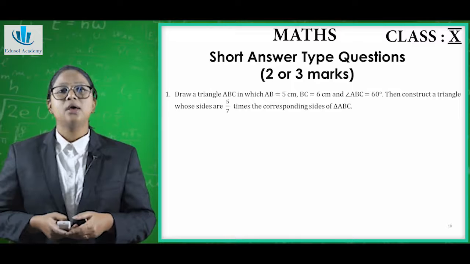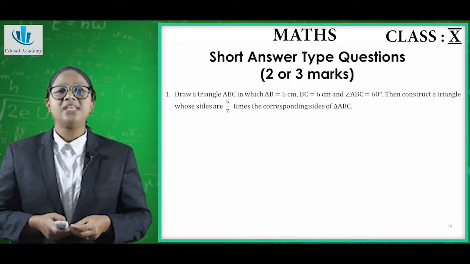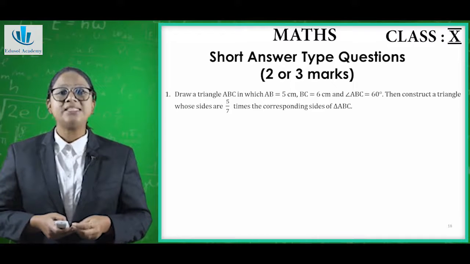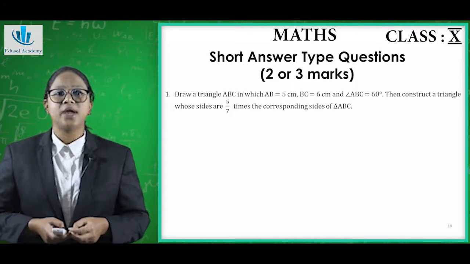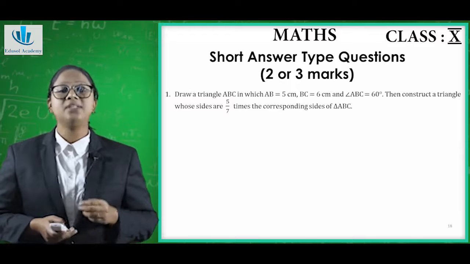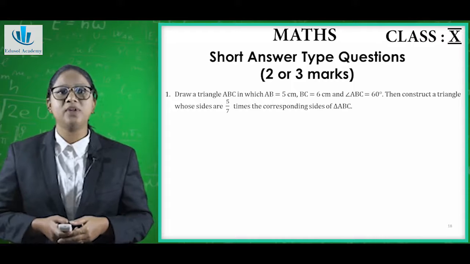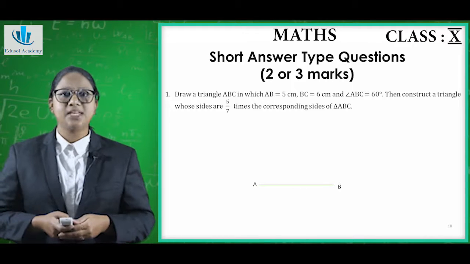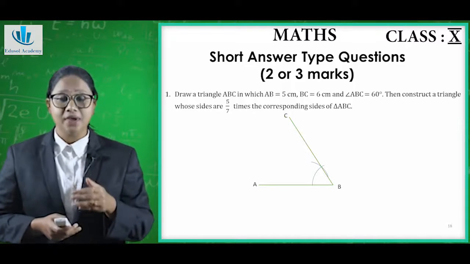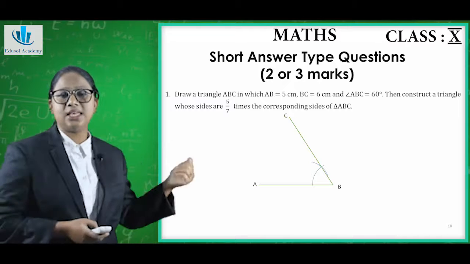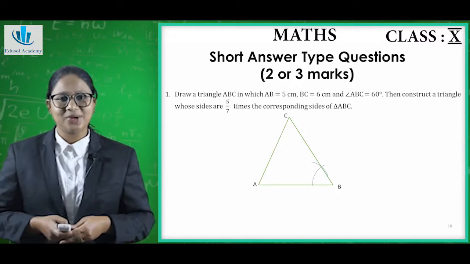Short answer type questions carrying 2 or 3 marks. Draw a triangle ABC in which AB is equal to 5 centimeters, BC is equal to 6 centimeters and angle ABC is 60 degrees. Then construct a triangle whose sides are 5 by 7 times the corresponding sides of triangle ABC. We shall begin with AB, that is 5 centimeters, and we shall construct BC 6 centimeters, and we have constructed 60 degrees as you can see here. Now join AC, we got the required triangle.